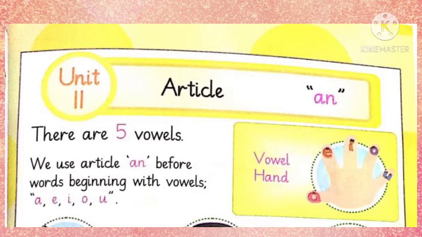If there is a noun or a name of a thing, and if there is a single thing, then we will use article a or an. But if the name of thing is starting with vowel, then we will use an.